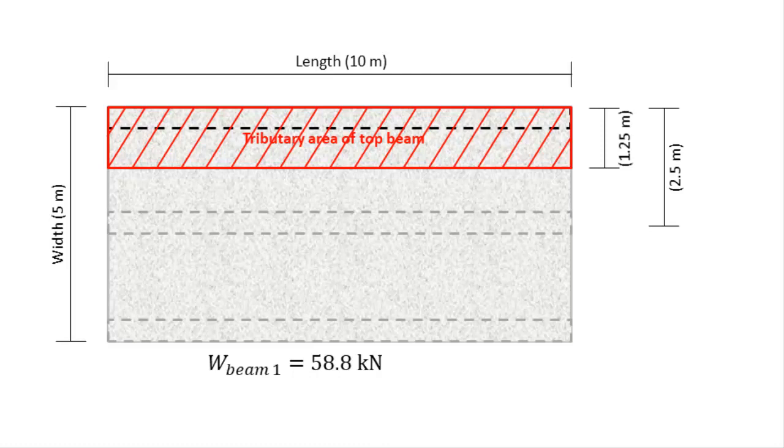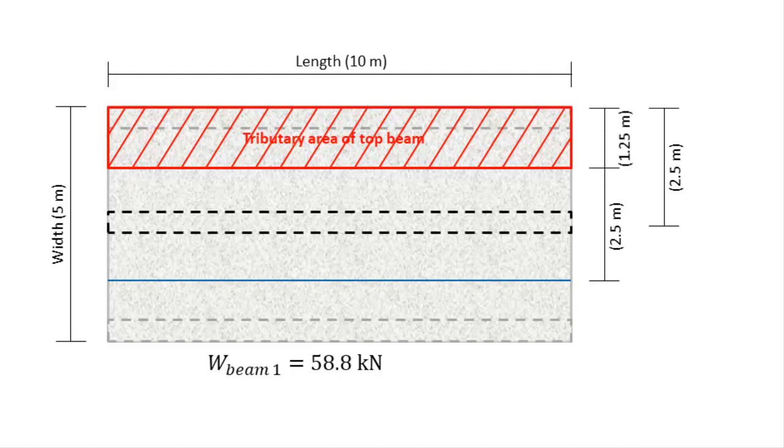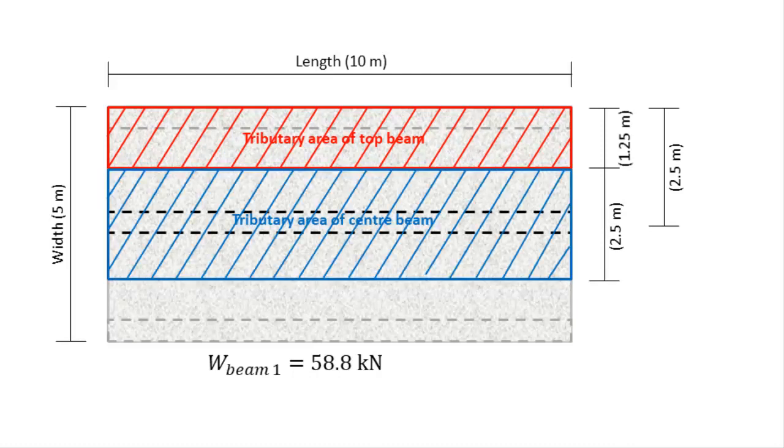Now the tributary area for the center beam is determined in the same way. It's the area halfway between the adjacent support beams. So it extends from where the top tributary area ends to halfway down from the center of the slab to the bottom of the slab. So the width of this tributary area is 2.5 meters.